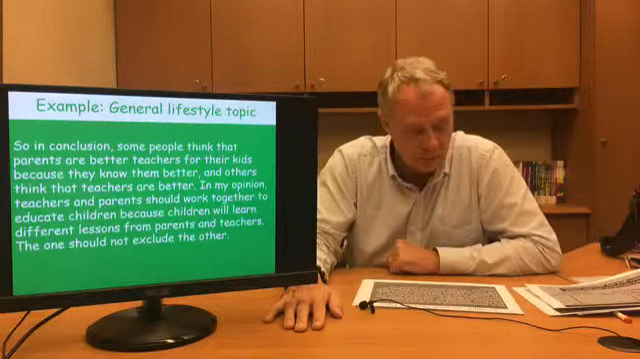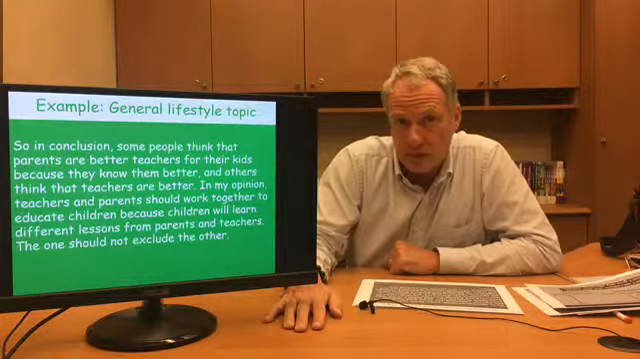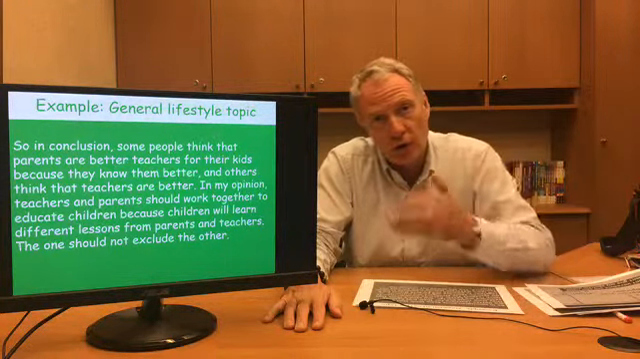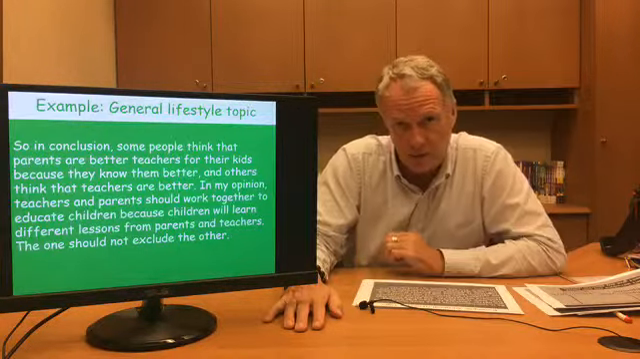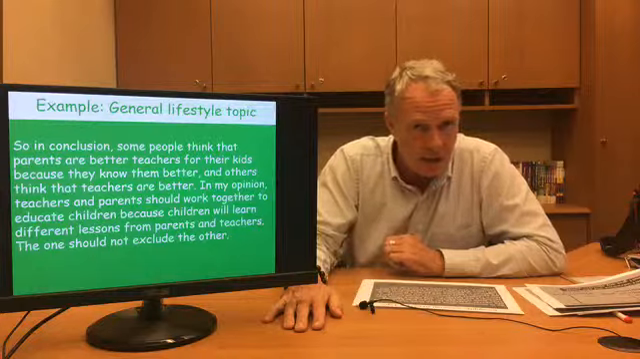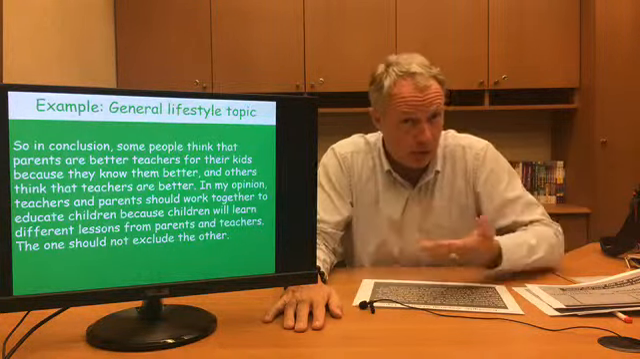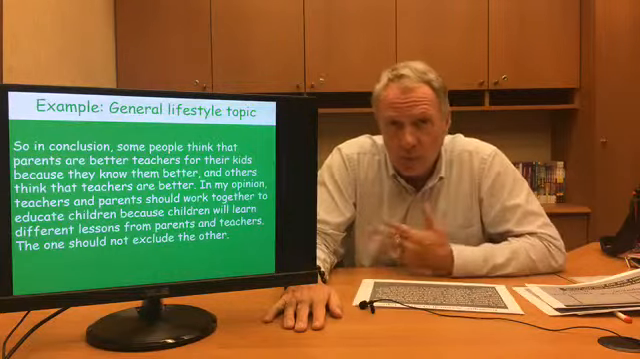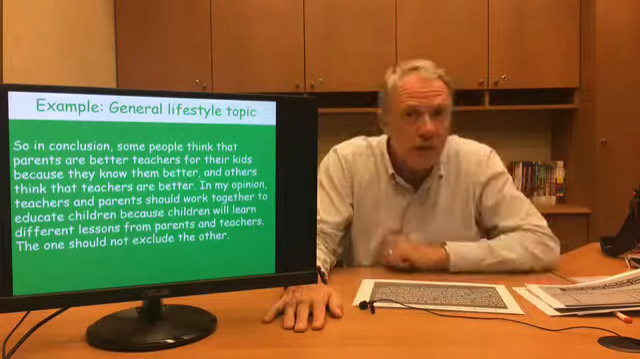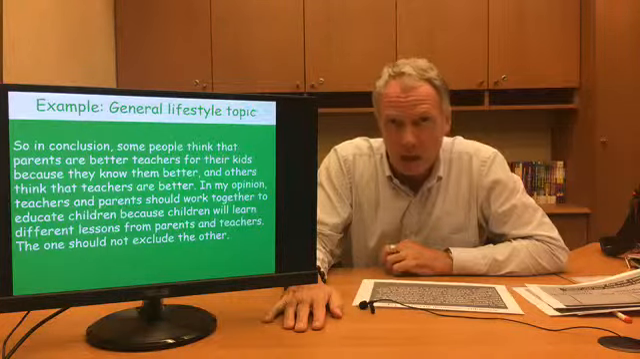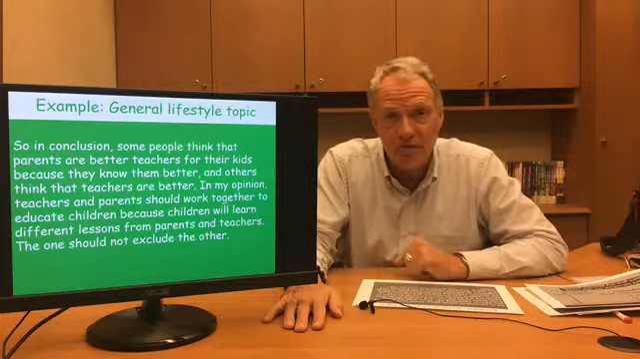And now here comes the bang. The one should not exclude the other. That means parents should not exclude teachers, and teachers should not exclude parents. So this final sentence is saying, actually, it's not really a choice between parents or teachers. Both are important and both are necessary, right? So in this conclusion, you can see clearly the three parts: summarizing your argument, repeating your opinion, and then finishing with a bang.